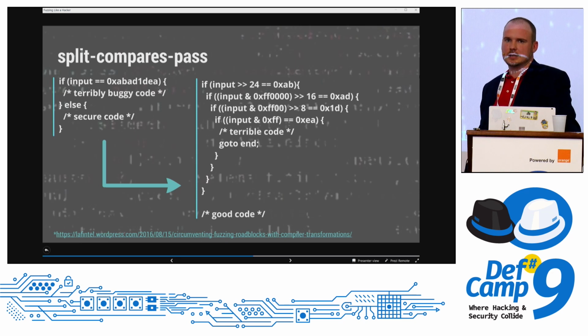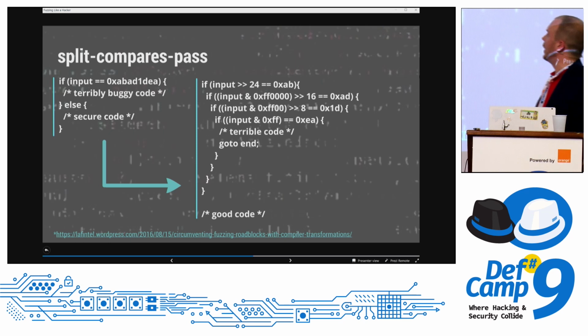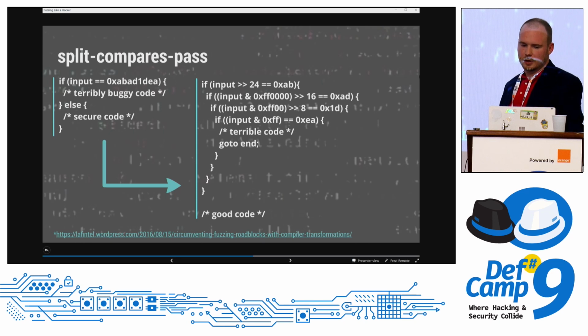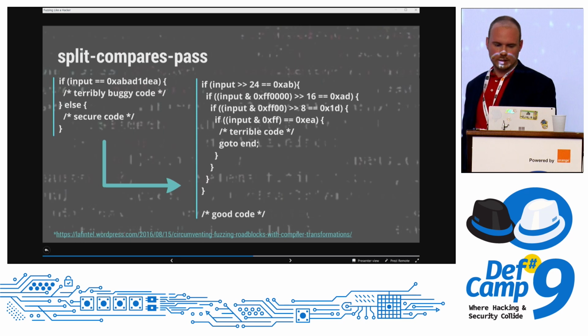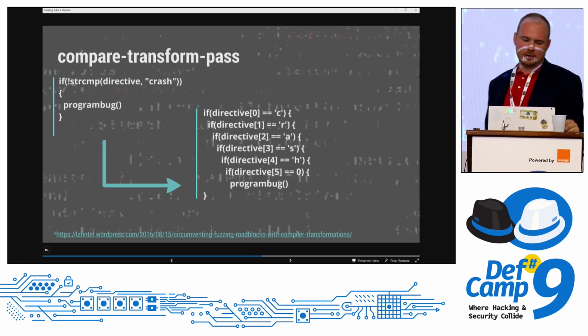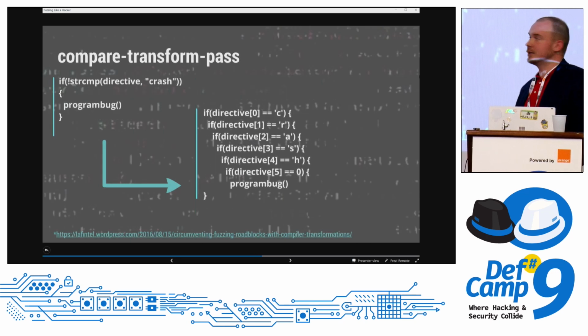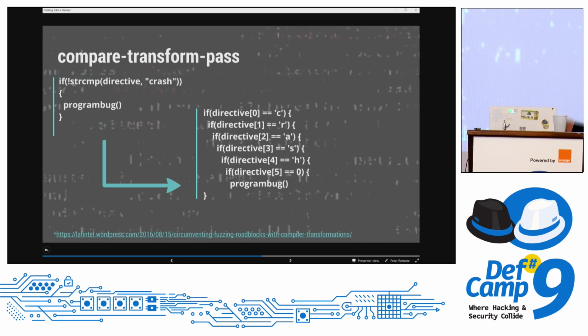Split compare pass, a plugin for Clang, deals with this by changing one if into multiple ifs, which is much better for AFL to find and go through. The second plugin is called compare transform pass, and it does the same, but with string compares, right? It changes the string compares into multiple ifs, which are very easy for AFL to handle.